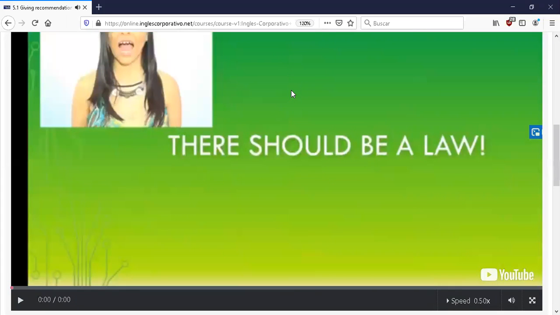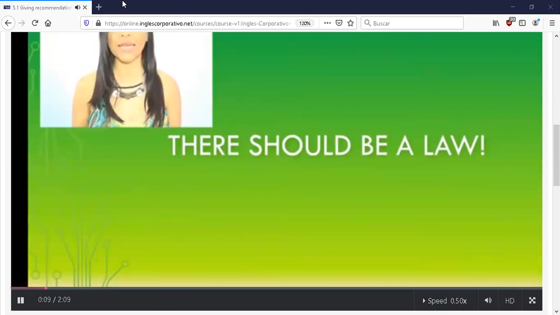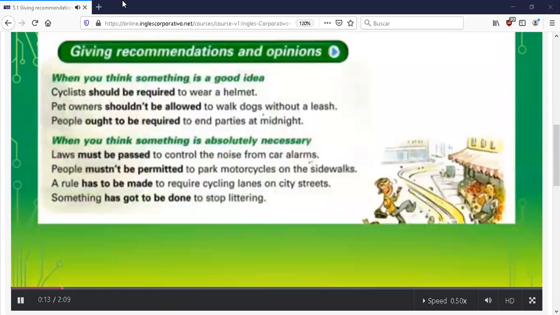Hi, I think English should be required to speak English all the time. Do you want to give a recommendation or an opinion about this? Stay and learn how. Giving recommendations and opinions. When you think something is a good idea, cyclists should be required to wear a helmet. Pet owners shouldn't be allowed to walk dogs without a leash. People ought to be required to end parties at midnight. When you think something is absolutely necessary. Laws must be passed to control the noise from car alarms. People mustn't be permitted to park motorcycles on the sidewalks. A rule has to be made to require cycling lanes on city streets. Something has got to be done to stop littering.